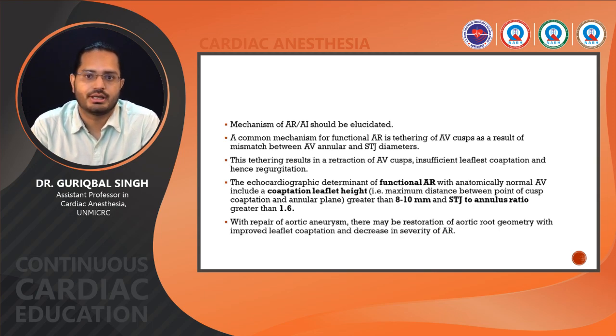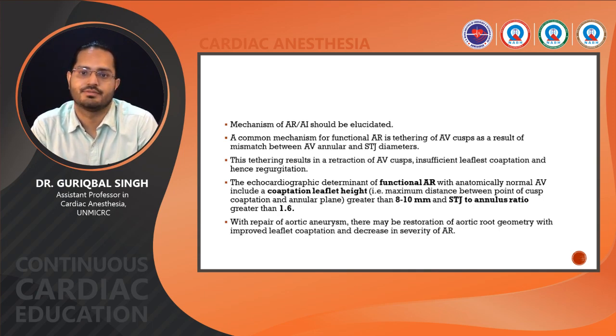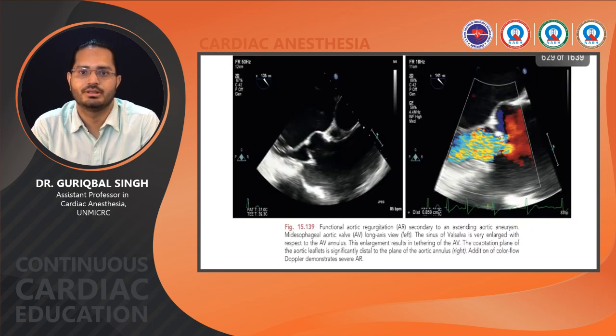With repair of aortic aneurysm, there may be restoration of aortic root geometry with improved leaflet coaptation and a decrease in severity of AR. So that is how we should assess functional AR. We should see coaptation leaflet height, we should see STJ to annular ratio, and if we think that AR is functional, then simply repairing the aneurysm will decrease the severity of AR. This is an image showing functional AR secondary to ascending aortic aneurysm.